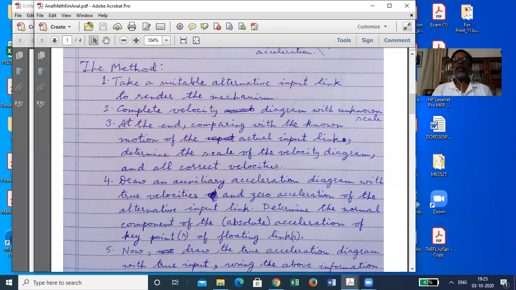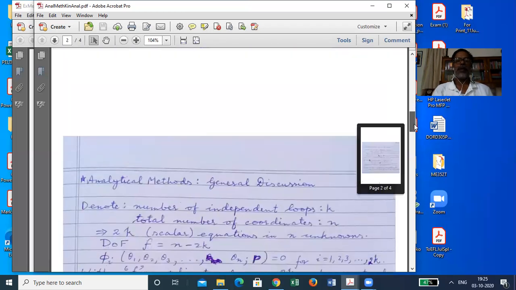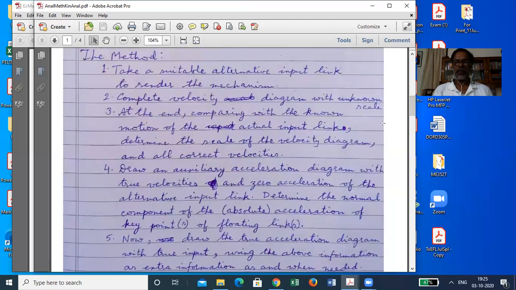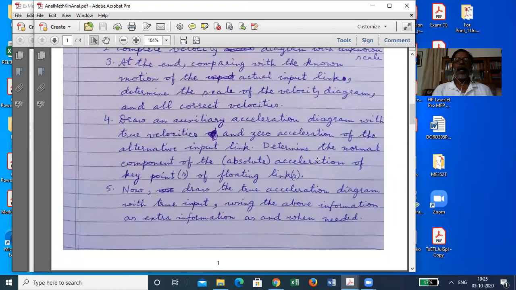After doing that, then you start drawing the actual acceleration diagram. True. Okay. While drawing the actual acceleration diagram with true input, starting from the proper input link, at some point of time you will get stuck because it is a non-dyadic complex mechanism. But then one extra piece of information you will get from these normal components that you have pilfered from the auxiliary acceleration diagram.